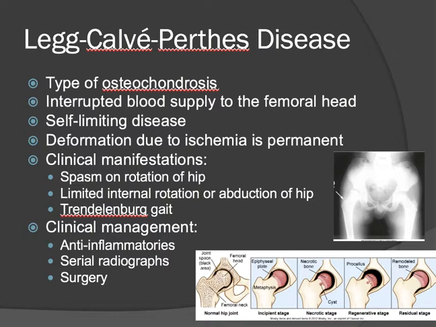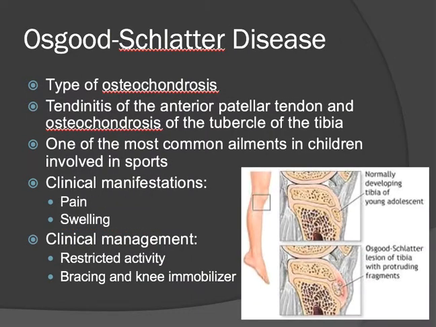Legg-Calvé-Perthes disease is actually of the hip, and it's interrupted blood supply to the femoral head, okay? And so it actually starts to get necrotic because it gets ischemic. And we'll see that they'll actually start to walk funny. So they just do surgery to fix it. Osgood-Schlatter disease is the other one, and it's in the knee as opposed to in the hip.